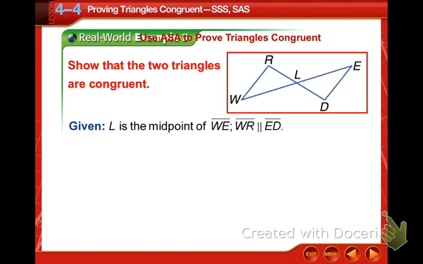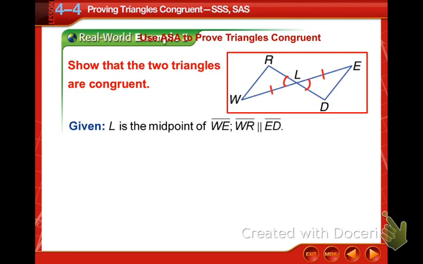So here we're given a couple triangles, and we're also given some information that L is the midpoint of WE, and that WR is parallel to ED. So L is the midpoint of WE, means that these two are congruent. Again, we have vertical angles here.